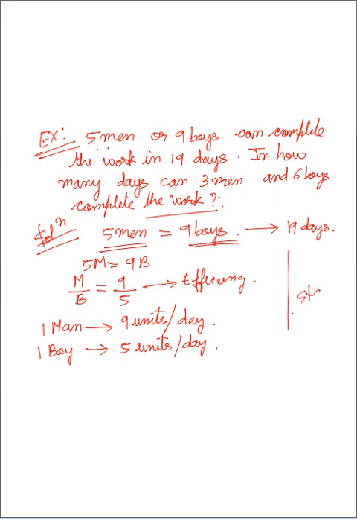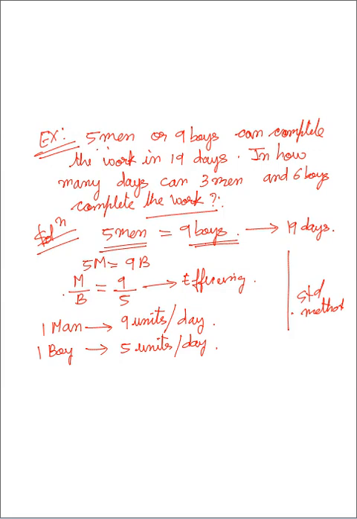So here I am taking the ratio m by b, and I am taking the efficiency. One man will have an efficiency of 9 units per day. He will complete 9 units in one day. At the same time, one boy will complete 5 units per day.